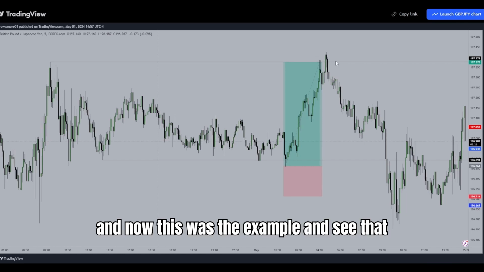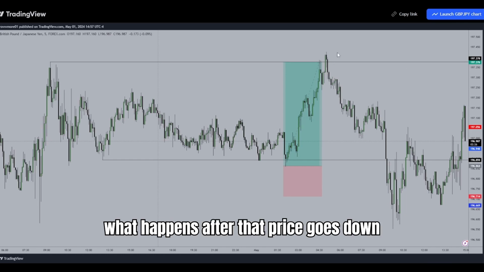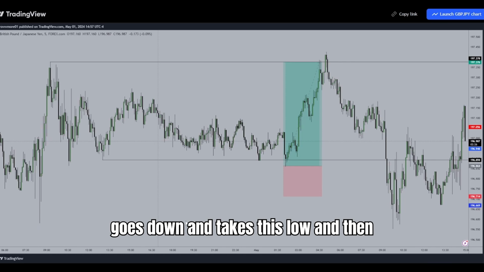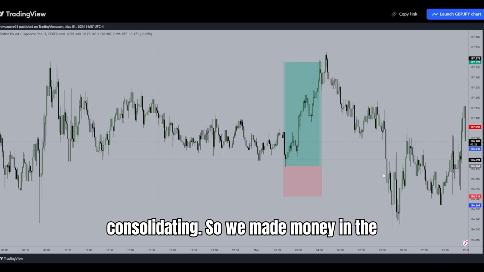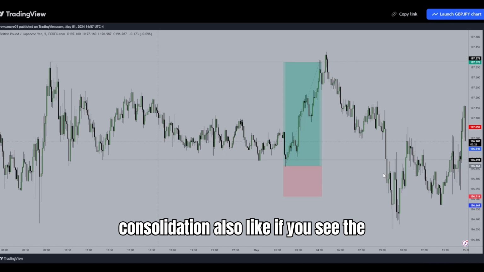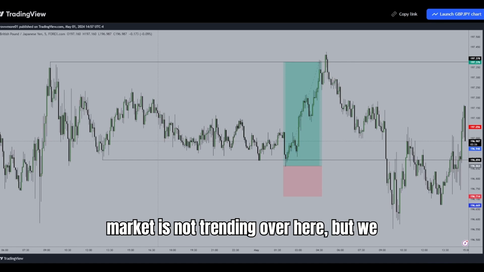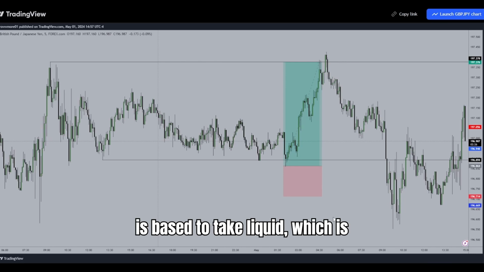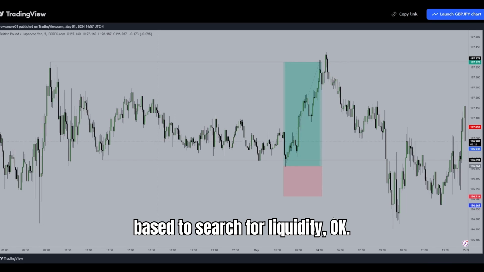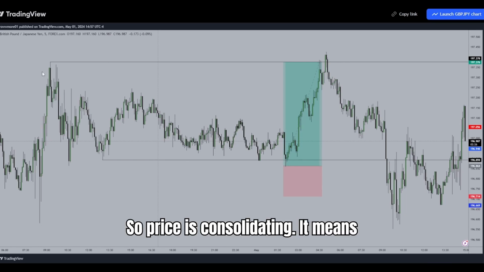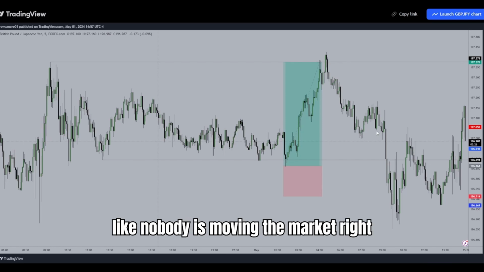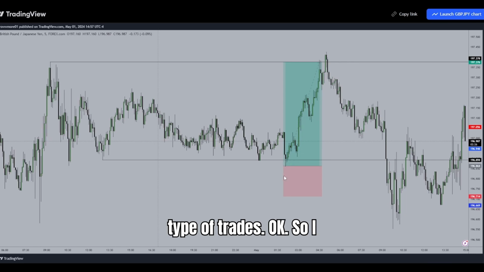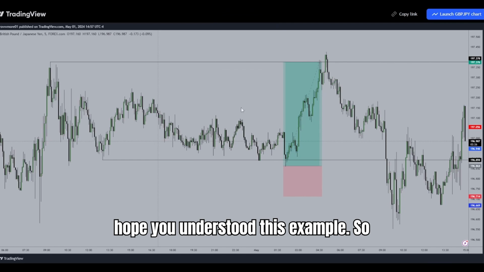Now this was the example, and see what happens after that. Price goes down and takes this low, and then it's just consolidating. So we made money in the consolidation also. The market is not trending over here, but we know there's an algorithm which is based to search for liquidity. So price is consolidating, meaning nobody is moving the market right now, but because of the algorithm we can still get these types of trades. I hope you understood this example.